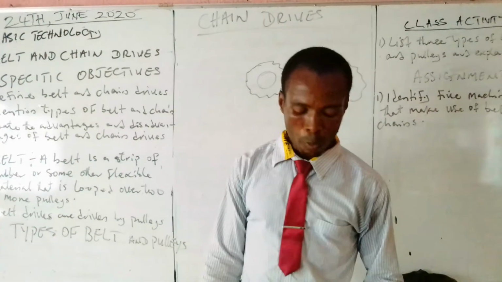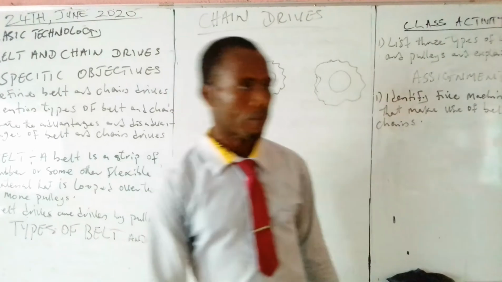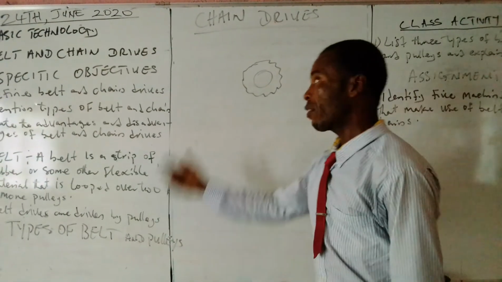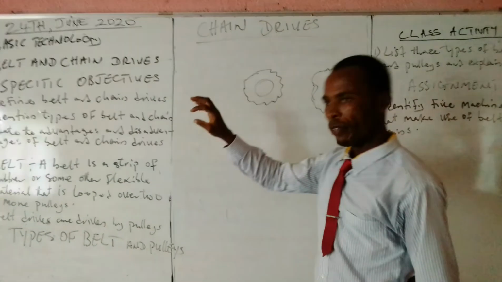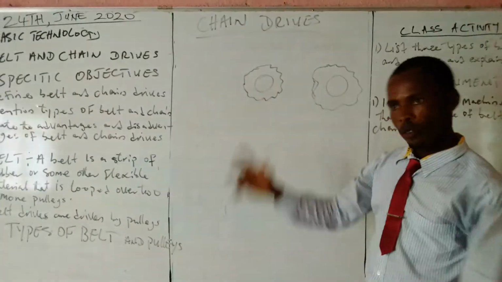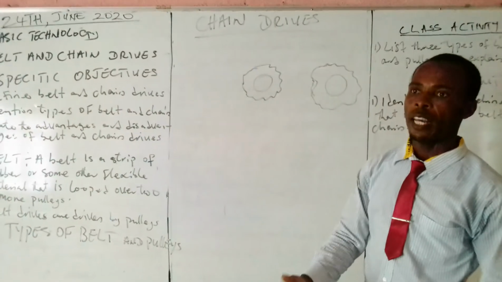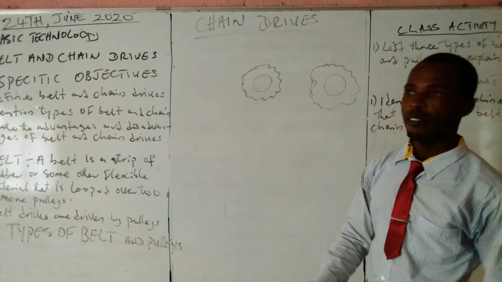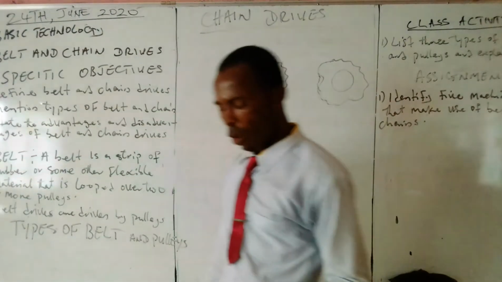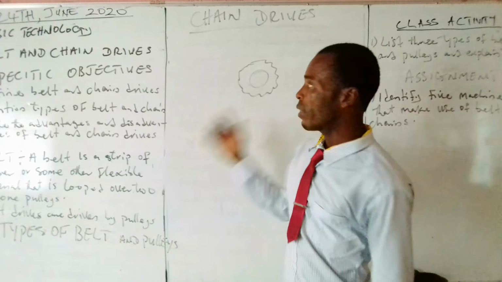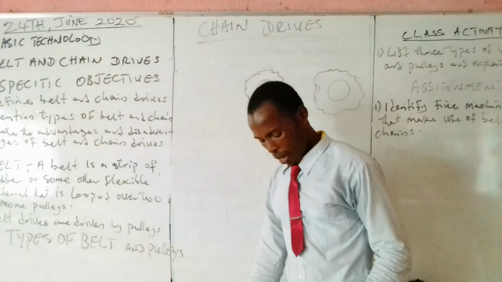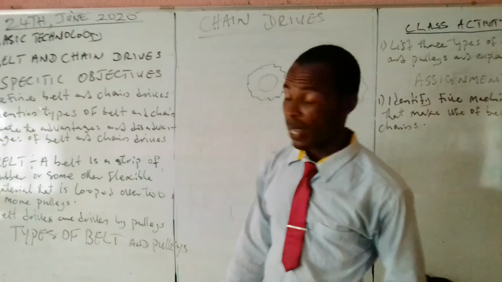And let's quickly go to the disadvantages of chain. Number one, it produces more noise while in operation. Because of friction, the chain and the gear are metals, and as they come in contact, they create noise. Now we have high cost of production. Because its nature is metal, high cost of production and maintenance is required.